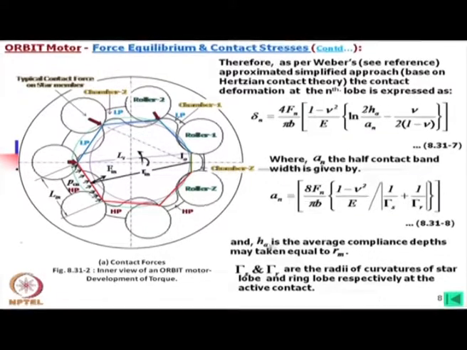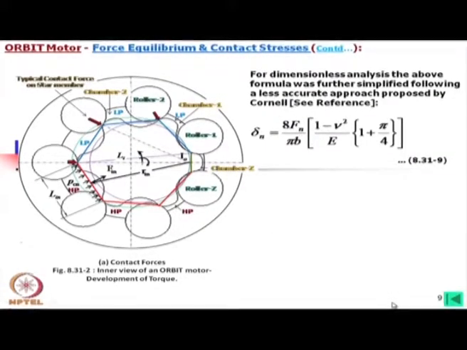This radius I have already explained to you, the radius of curvature. Now, for the dimensionless analysis, this formula is further simplified, developed by Cornell, and it can be written in this form. I have given this article as a reference, and one can read how this was derived.